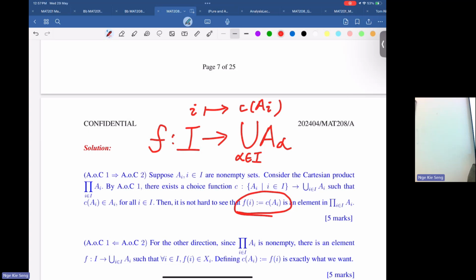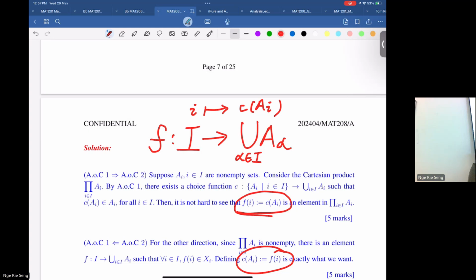So the other way around is similar. If I can pick for every A_i, for sure I also can make the choice function. So what is c(A_i)? I just define it to be F_i, because F can pick it. Because it's non-empty, you can pick at least one.